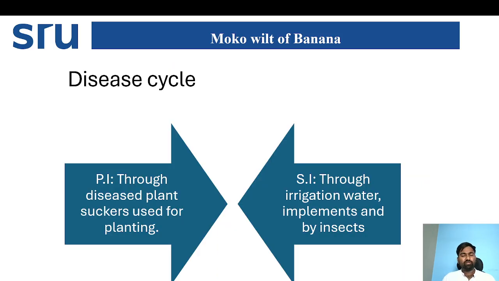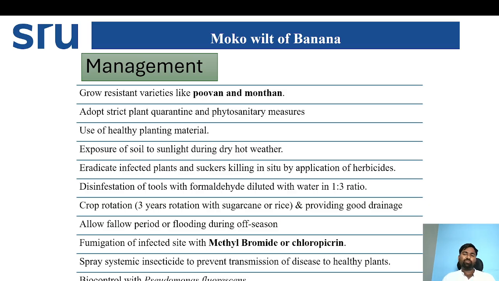Coming to the disease cycle, the primary infection always occurs through diseased suckers or diseased plants used for planting. Secondary infection may occur through irrigation water, implements, and insects also. They will transmit the pathogen from infected to healthy plants. Coming to management of Moko wilt of banana, grow resistant varieties like Poovan and Monthan, and adopt strict quarantine and phytosanitary measures. This will avoid the movement of banana suckers from infected areas to healthy areas. We can prevent 50% of infection by avoiding infected planting material.